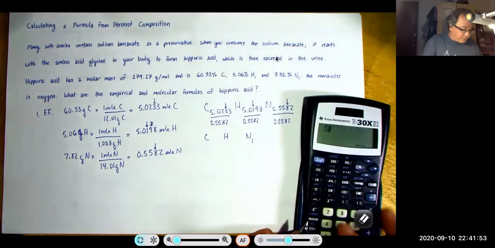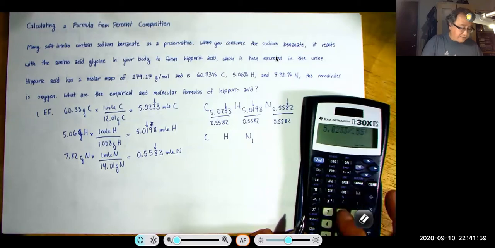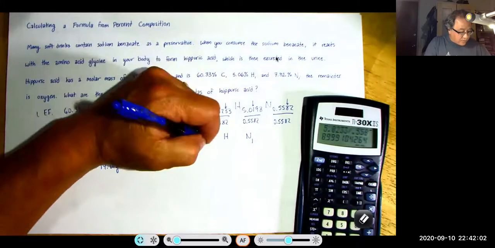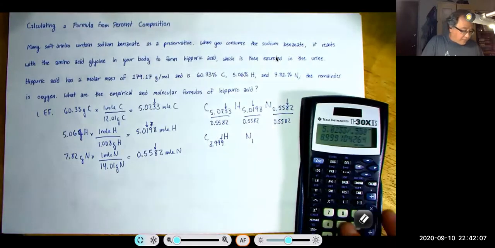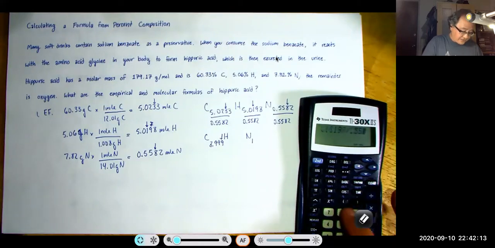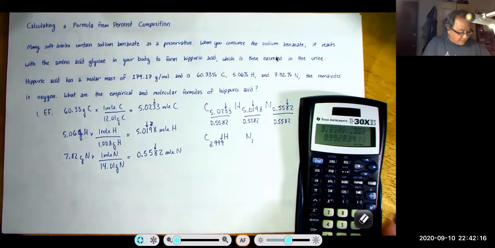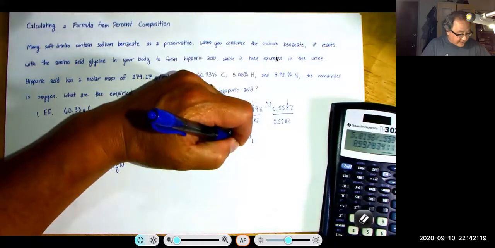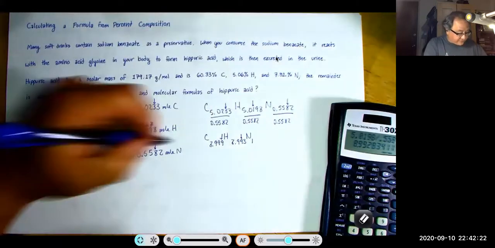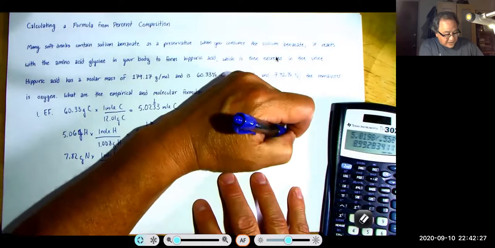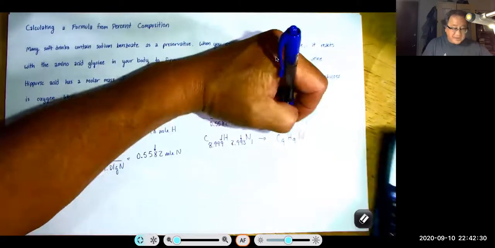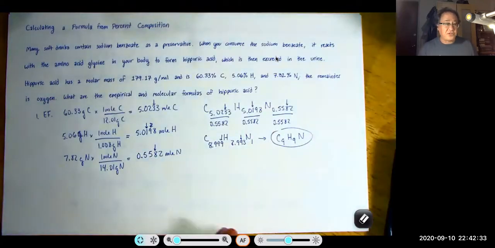So 5.0233 divided by 0.5582. And here we get 8.999. And then we get 5.0198 divided by 0.5582. And we get 8.993. And you can see that this very readily rounds to C9H9N. And that's the empirical formula, the simplest ratio.